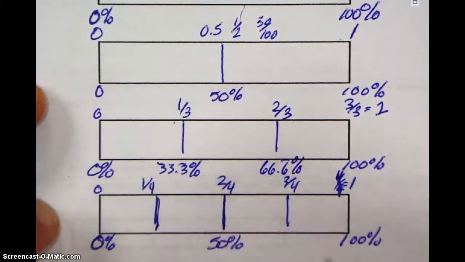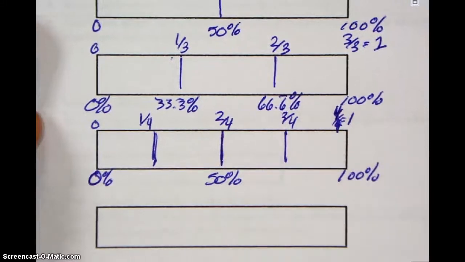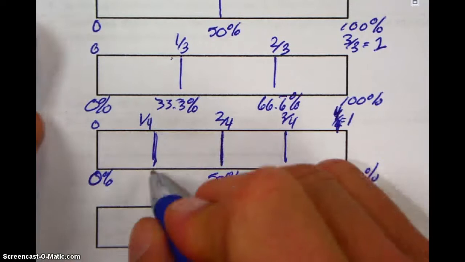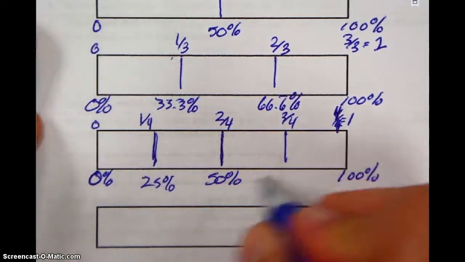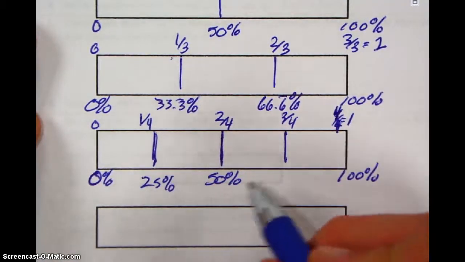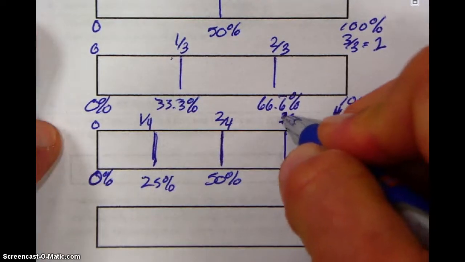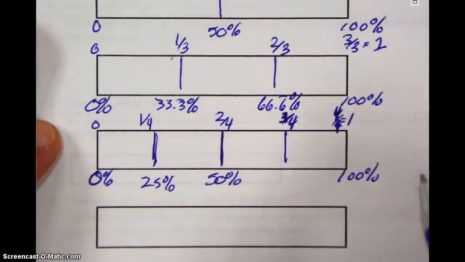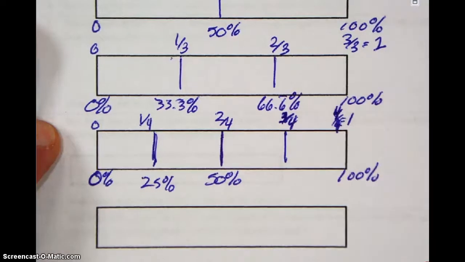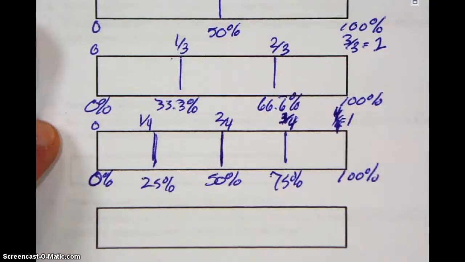What about a quarter? Always think about money. If I have a quarter of a dollar, how much percent do I have? Go ahead. 25%. Okay, 2/4 is 50%, or like 50 cents of a dollar. What about 3/4 of a dollar? It's just like cents. Go ahead. 75%. Good. Okay. Let's go on to one more.